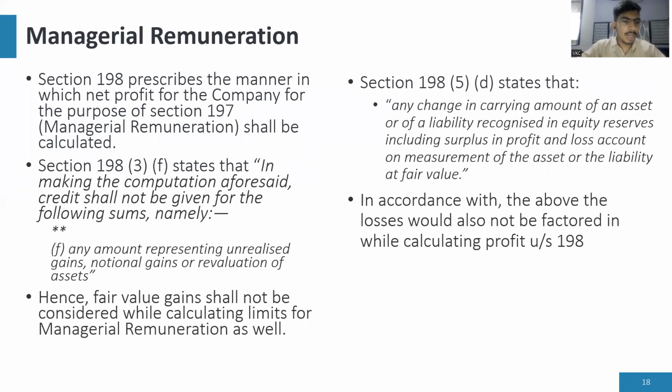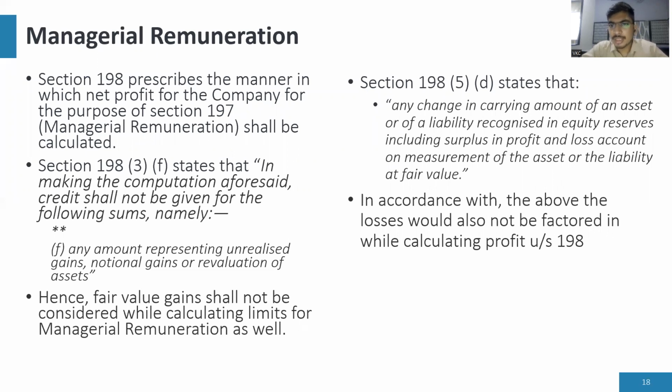Now, section 198(3) prescribes that in making the computation of profits, credit shall not be given for the following sums: any amount representing unrealized gains, notional gains, or revaluation of assets. It's clearly given that fair valuation gains, notional gains, unrealized gains, and revaluation of assets would not be considered. Hence, at this stage, we will be ignoring any fair valuation gains for the purpose of managerial remuneration. Hence, managerial remuneration cannot be made out of any gains.